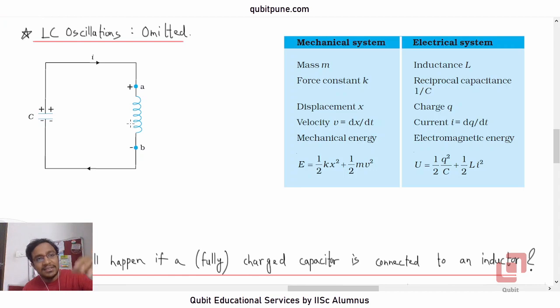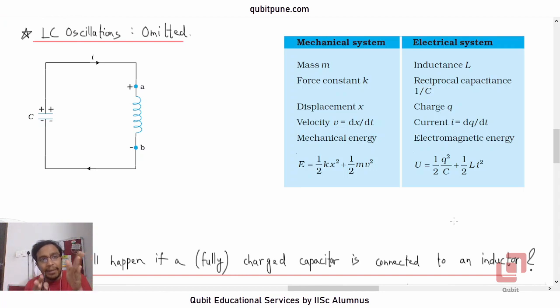The other thing is that whenever any charge accelerates, it will emit electromagnetic radiation according to Maxwell's theory. Both these things lead to the dying out of oscillations. But in theory, LC oscillations will continue forever.